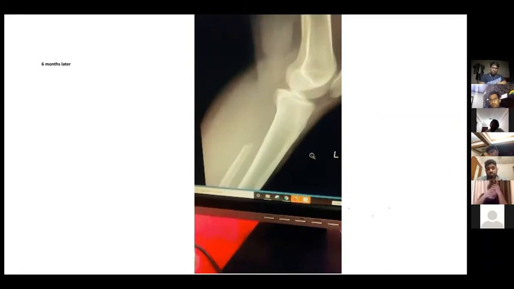Understand the importance of taking history, understand the importance of making a clinical diagnosis, then you verify all those things. Don't send the patient to MRI and go according to the MRI findings. That is what is happening now. It should not happen. That is the final message that I want to give you.